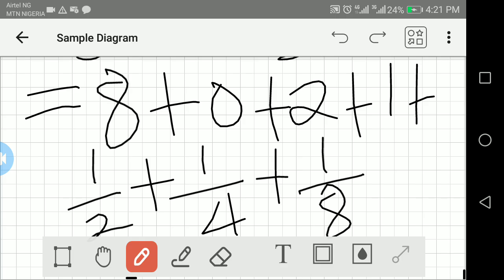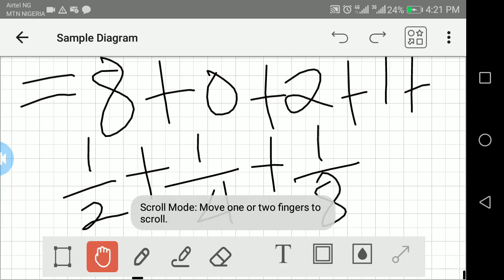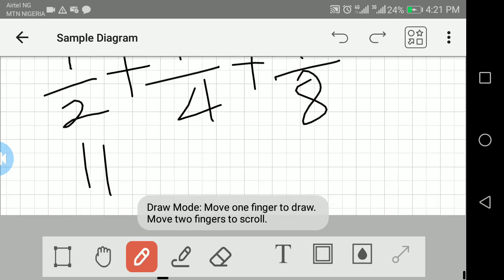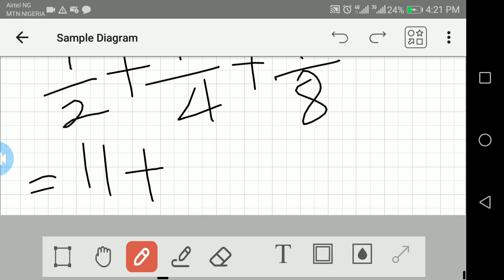Now let's carry on. Okay, so 8 plus 2 plus 1, that is 11. So we have 11 equal to 11 plus, you don't just say 1 plus 1 plus 1. No, you're going to take the LCM of the denominators 2, 4, and 8. The LCM here is simply the number that these 2, 4, and 8 can divide without a remainder. You check which of them is the largest. 8 is the largest number, right?